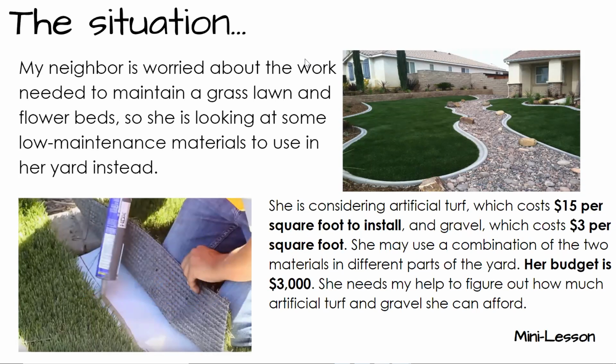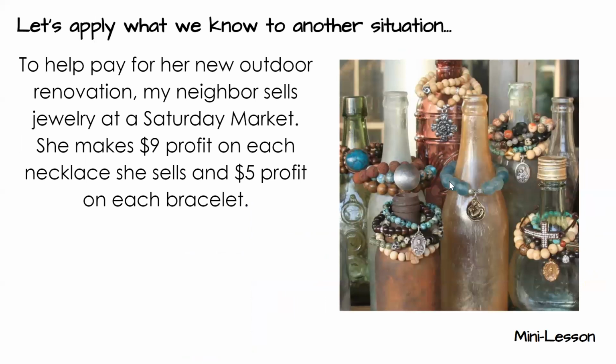She is considering artificial turf, which costs $15 per square foot to install, and gravel, which costs $3 per square foot. She may use a combination of the two materials in different parts of the yard, and her budget is $3,000. She needs my help to figure out how much artificial turf and gravel she can afford. To help her pay for her new outdoor renovation, my neighbor sells jewelry at a Saturday market. She makes $9 profit on each necklace and $5 profit on each bracelet.